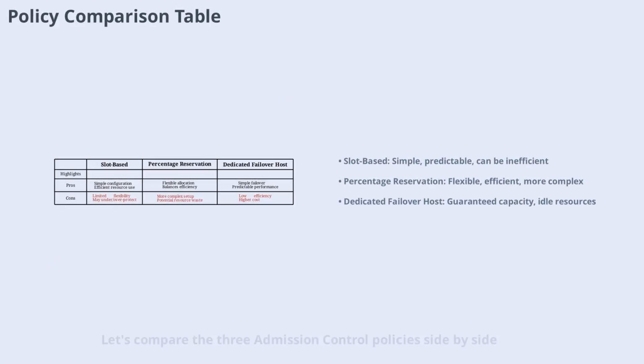Let's compare the three admission control policies side by side. The slot-based policy offers simplicity but can be inefficient. The percentage reservation policy provides flexibility and better resource utilization in mixed environments. The dedicated failover host policy guarantees capacity but may waste resources by keeping hosts idle. Choose the policy that best aligns with your operational goals and workload patterns.